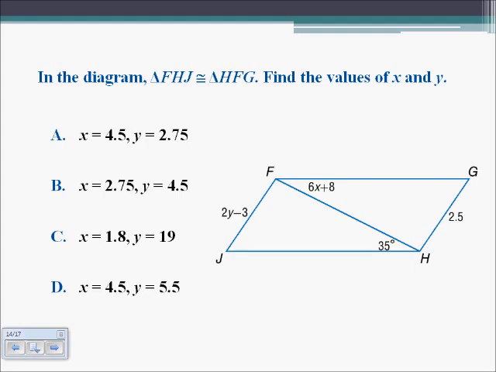Alright, in the diagram, triangle FHJ is congruent to HFG. Find the values of x and y. So the same type of situation here. We know that we have FHJ, so F to H to J is congruent to H to F to G in that order. So we know that J and G are congruent.